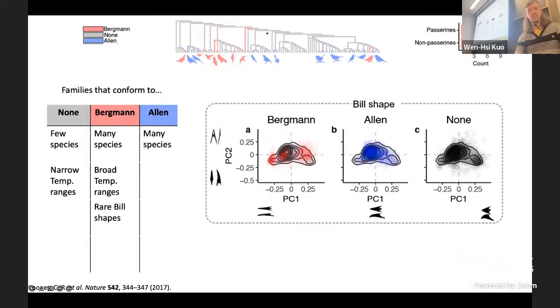What I think is then really interesting is that we looked at what the bill shapes of the different families are that conform to these different rules.